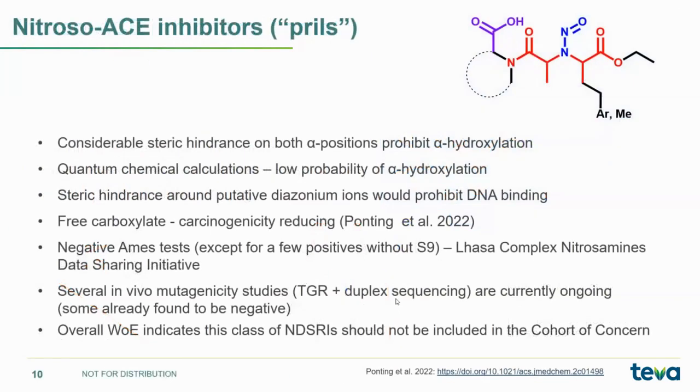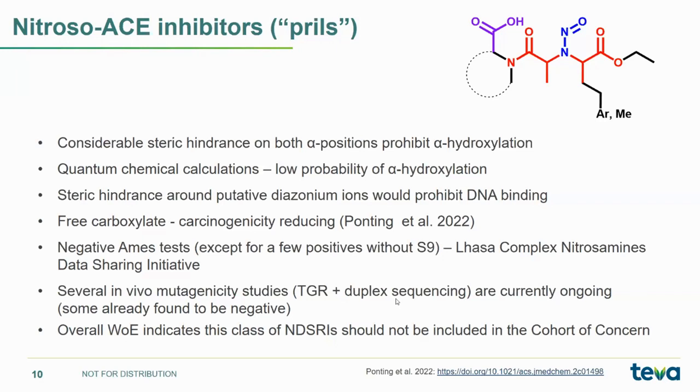So altogether, for the prils, we see that there's considerable steric hindrance on both alpha positions, which prohibit alpha hydroxylation. As we said, the quantum chemical calculations predict this to be a very low probability of undergoing the alpha hydroxylation. The steric hindrance around the putative diazonium ions would prohibit DNA binding. The free carboxylate is a very deactivating feature, as mentioned earlier, both by David and Naomi.